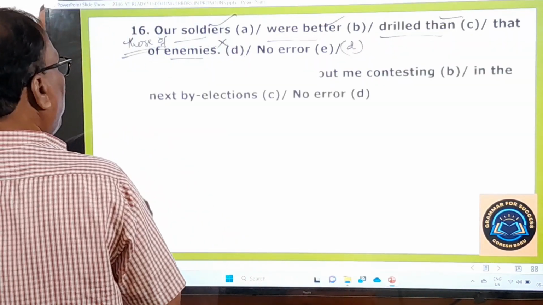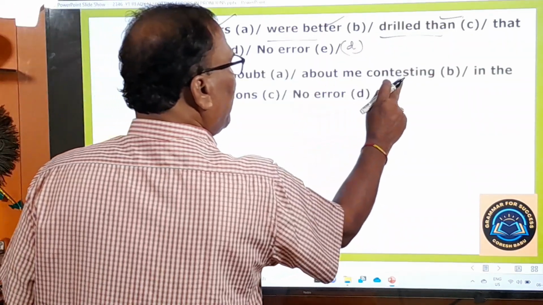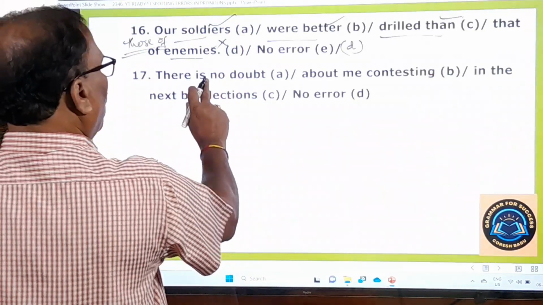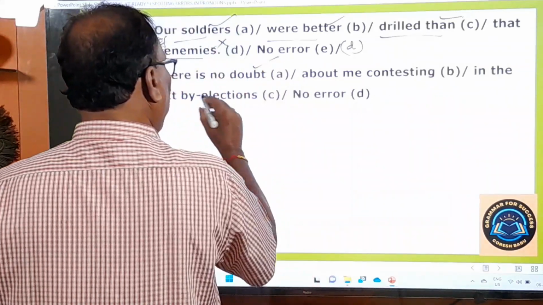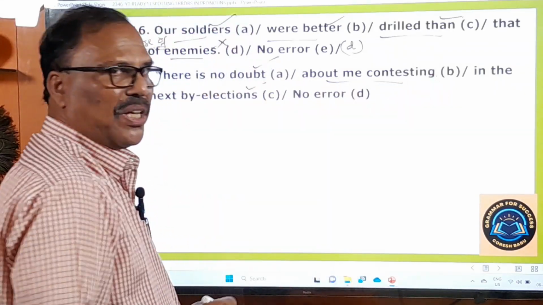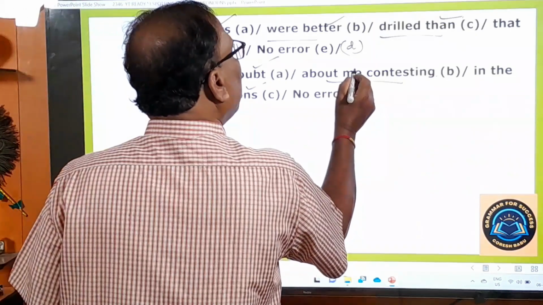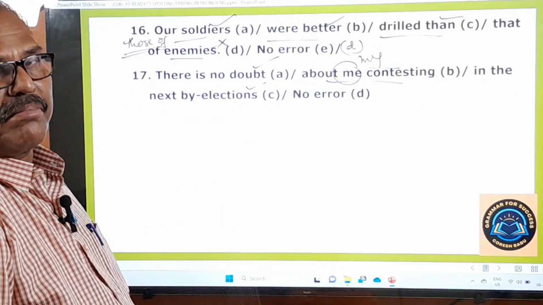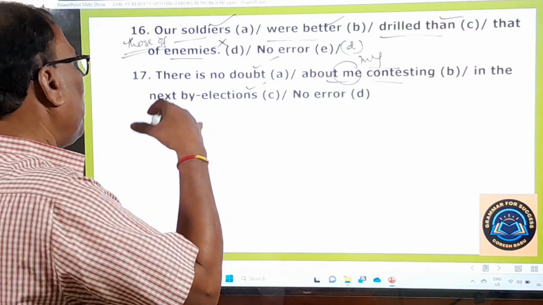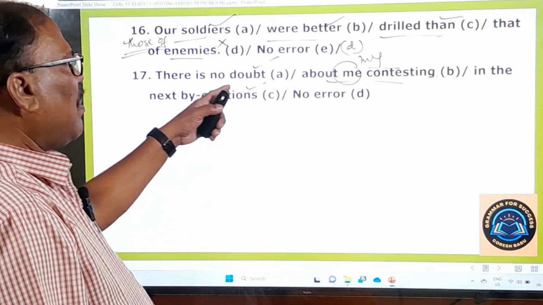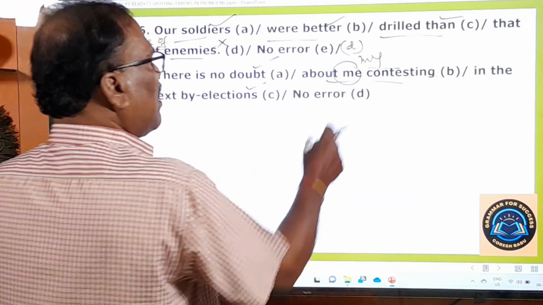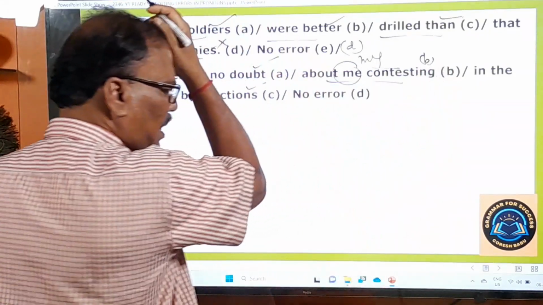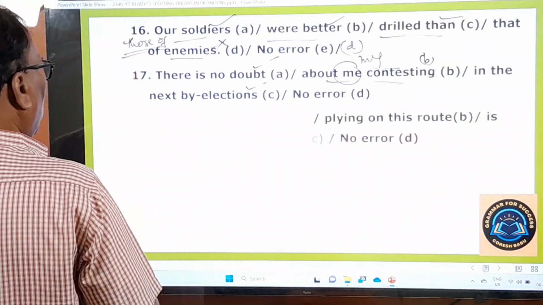Now let's go to the next one. And then 17th one. There is no doubt about me contesting in the next by-elections. If you observe this one, there is no doubt, in the next by-elections, but in the B part there is a mistake. What mistake is there? You cannot say about me contesting, you say about my contesting. There's no doubt about my contesting in the next by-elections. Instead of saying my, he has used me, and therefore this part is an error part or grammatically incorrect part, right? And you go to the next one, 18th one.